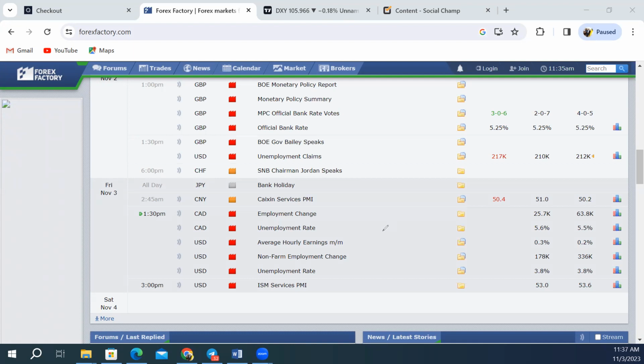So today is Friday, November 3rd, and at 1:30 p.m. GMT plus 1, we are going to be having powerful news on the US dollar. We also have some other important news on the Canadian dollar, like the unemployment change and unemployment rate. But our main core focus here is going to be on the US dollar, which is basically average hourly earnings, unemployment rate, and the king, non-farm payroll. Within these three news events happening on the US dollar today, I'd prefer that we consider the non-farm payroll to be the major news of the day.